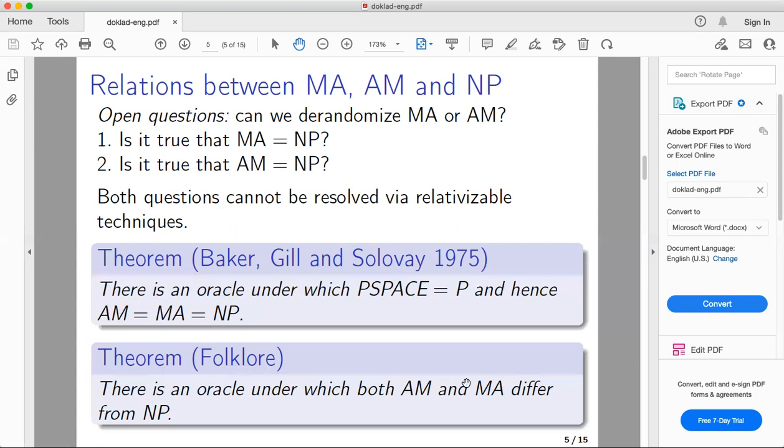On the other hand, the folklore theorem shows that there is another oracle under which AM and MA differ from NP. That means that also positive answers to our questions can't be proven by relativizable techniques. That means that both questions are hard.